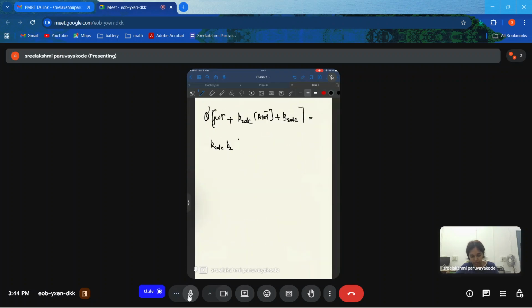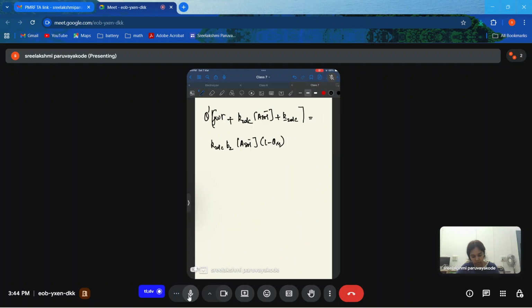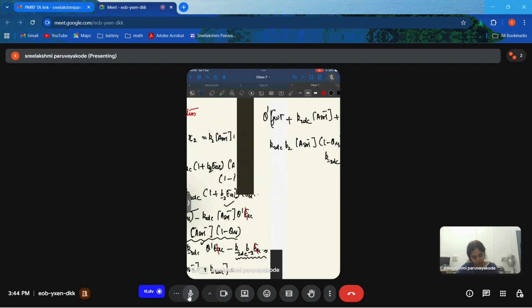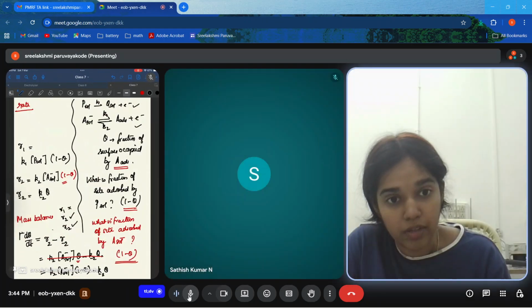A solution minus 1 minus theta SS minus K minus 2 DC B minus 2 theta SS. So this is what we got. Now we know the rate for the first step, I mean second step. What is it?